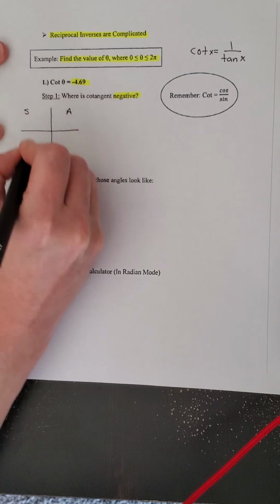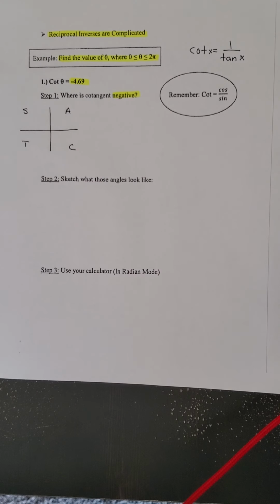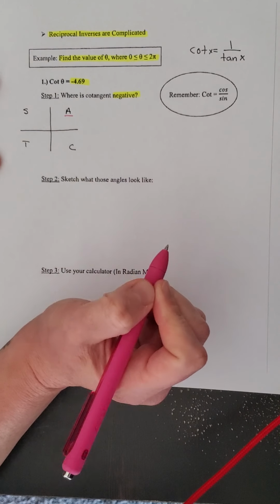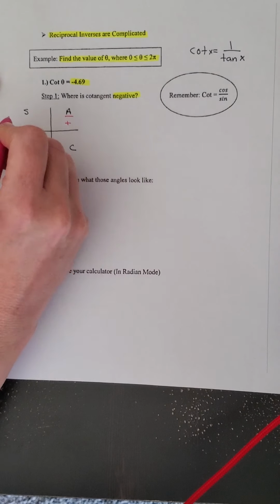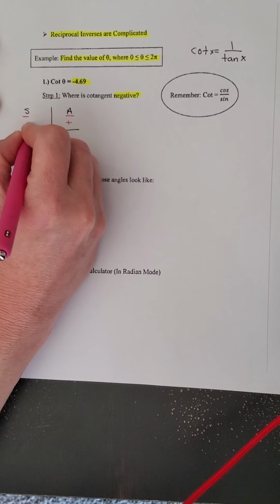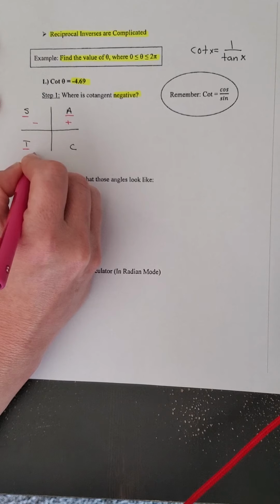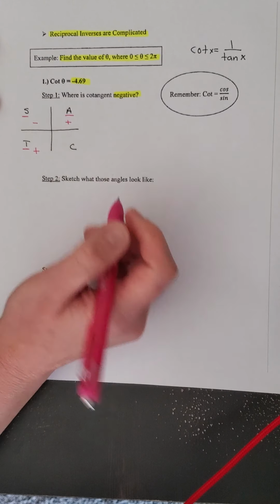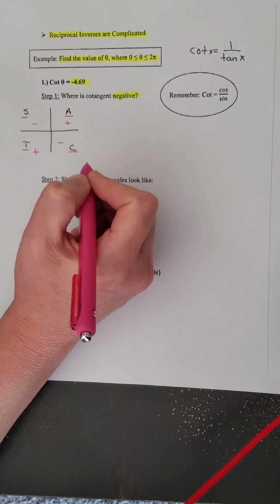All Students Take Calculus. And so what happens is that in the first quadrant, they're all positive. So that means tangent is positive here. In the second quadrant, only sine is positive. Well, that means that tangent will be negative here. In the third quadrant, tangent is positive, so cotangent will be positive. And in the fourth quadrant, cosine is positive, so that means that tangent will be negative.